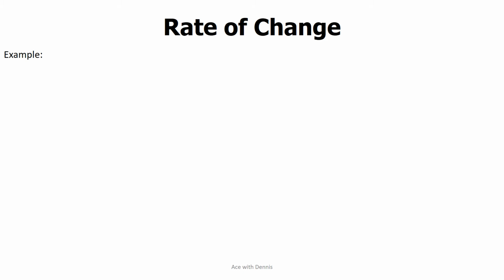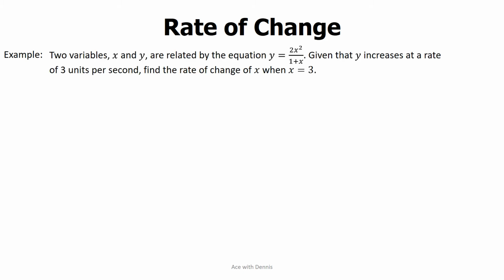Now, let's look at this example. Two variables, x and y, are related by the equation y equals 2x squared over 1 plus x. Given that y increases at a rate of 3 units per second, find the rate of change of x when x equals 3. Here's the solution. So, given that dy over dt equals 3 units per second, which means it is a constant rate.